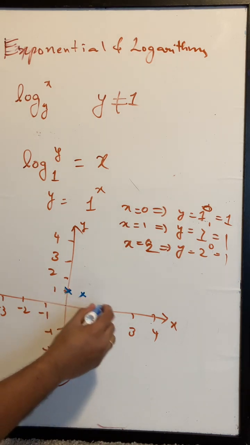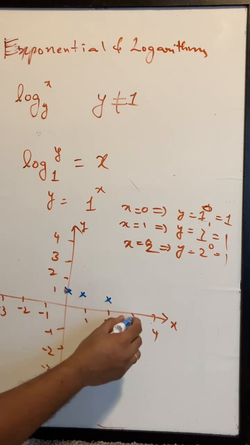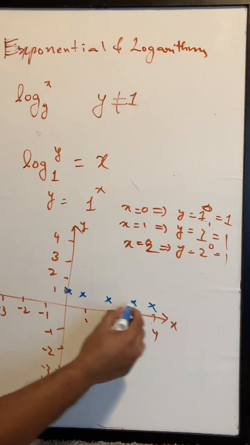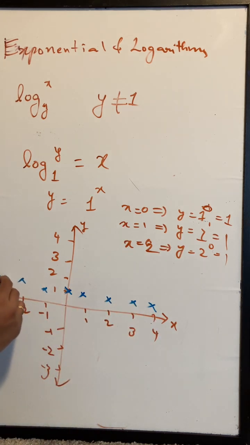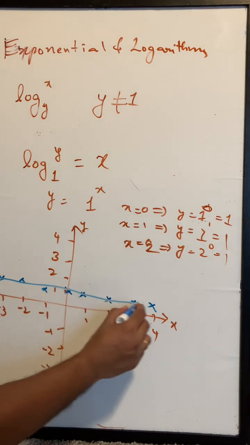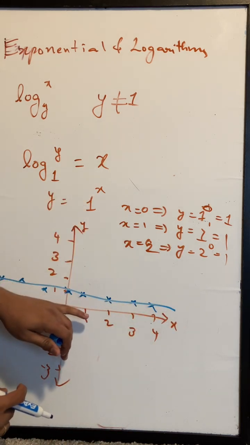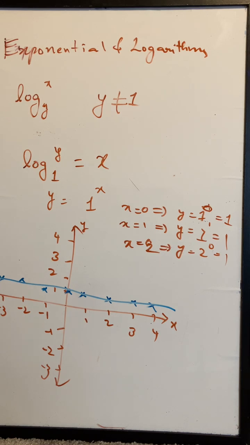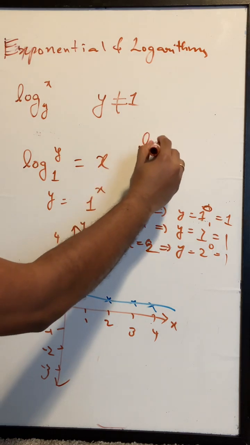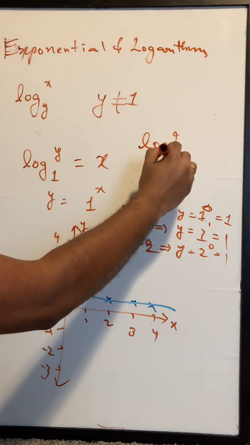When y equals 1, x equals 2, y is 1; x equals 3, y is 1; x equals 4, y is 1. All values are ones. So technically the graph is like this. That is the graph of 1 to the power of x. Okay, good. But we are talking about what is the value of log 4 base 1.